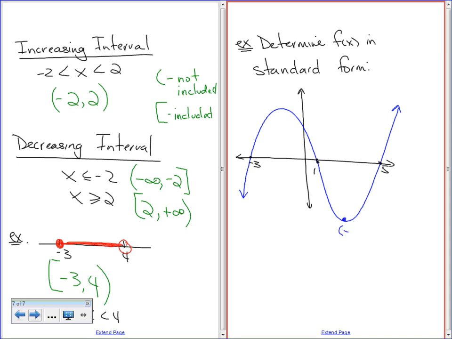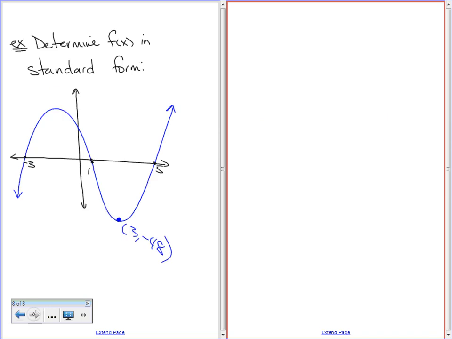I'm going to give you the point positive 3 and -48. I'm just going to write down every single thing for this, and once you get used to doing it, you won't have to write down every single step.